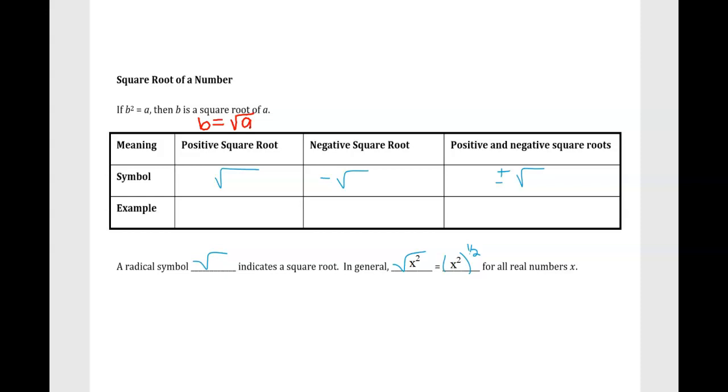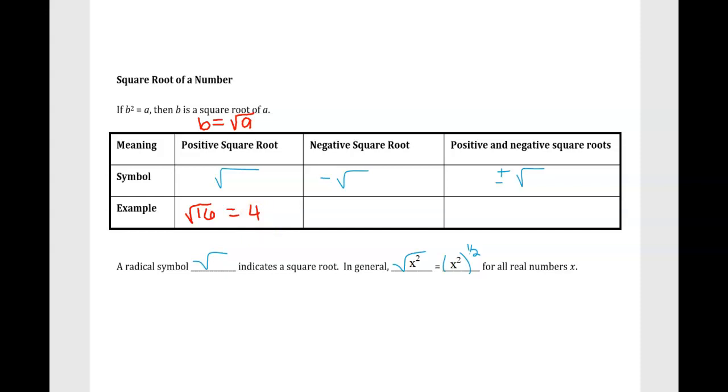All square roots are considered to be inherently positive unless they have a symbol or an equation with them. So an example of a positive square root would be like the square root of 16. And again, we know that 16 is a perfect square, so that becomes 4.